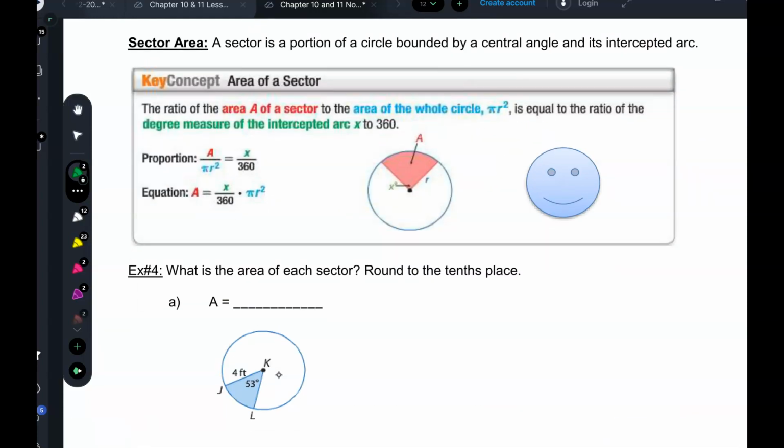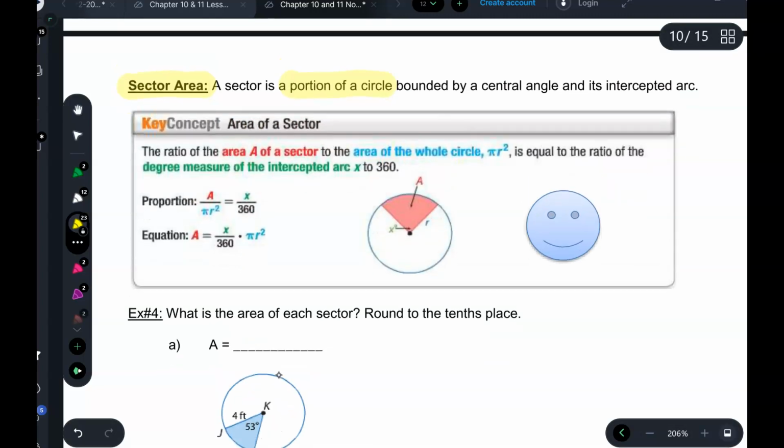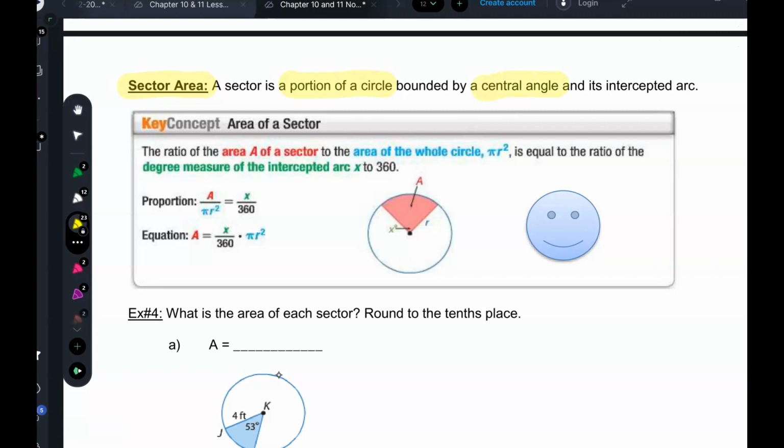Okay. Emma, you were asking what a sector is. A sector is a fancy word for a pie piece. Like a pizza, you have a slice, that's like a sector. So it's just a portion of the circle. And it has to have a central angle, remember? The central angle has to have the vertex at the center.